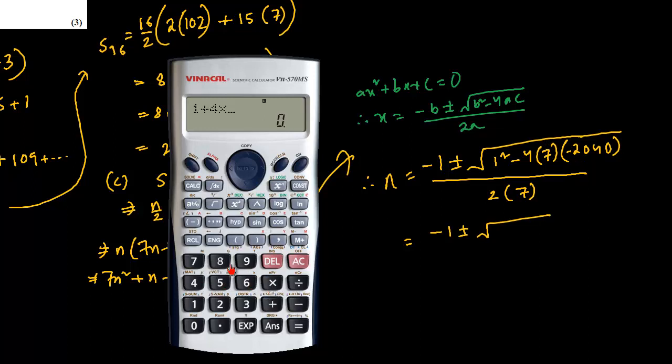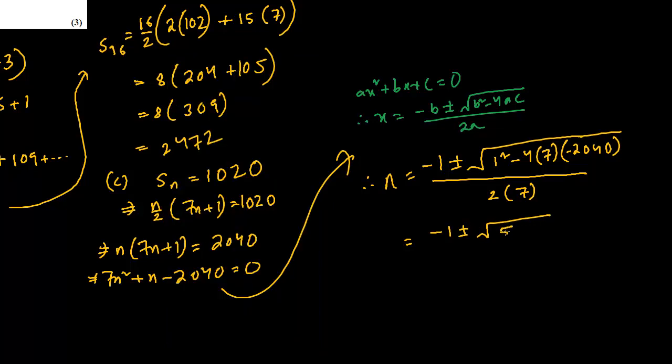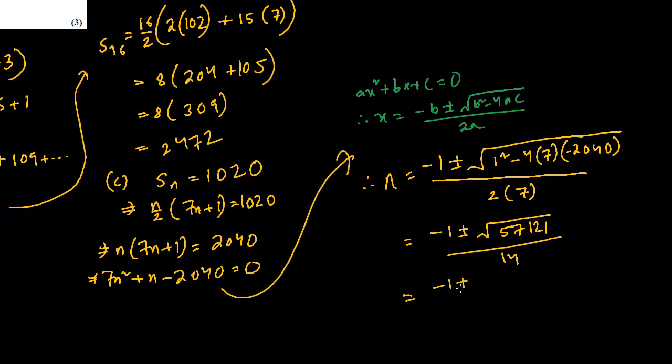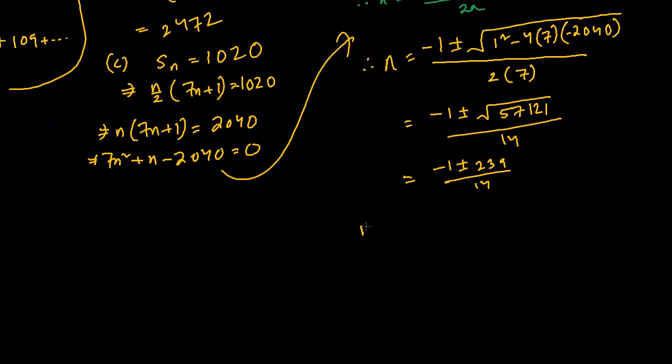So 4 into 7 into 2040, and this is 57121. So this is 57121 divided by 14. So it means the square root of 57121, that is 239. It's a whole number, 239. So minus 1 plus minus 239, divided by 14. That means n cannot be negative. So n cannot be minus 240 divided by 14.